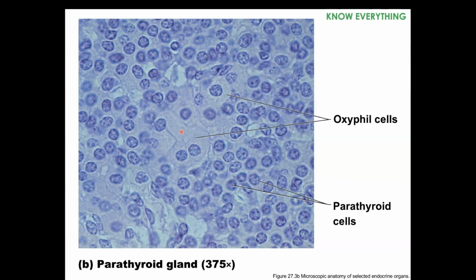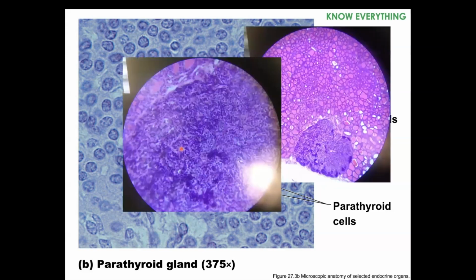Within the parathyroid, we have oxyphil cells and parathyroid cells. Oxyphil cells are the large white areas that surround the dark blue parathyroid cells. Here's another image of the parathyroid.